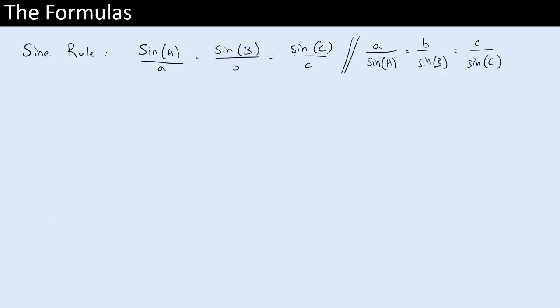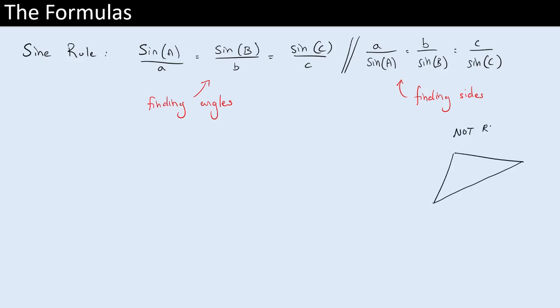Okay? And these two things, you may use them for different scenarios. I would use this one for finding angles, because the angles are at the top, it means I've got less rearranging to do. And I would use this one for finding sides, okay? Because the sides are at the top, and there's less rearranging to do. Remember, this is all going on from a triangle which is not right-angled, okay?